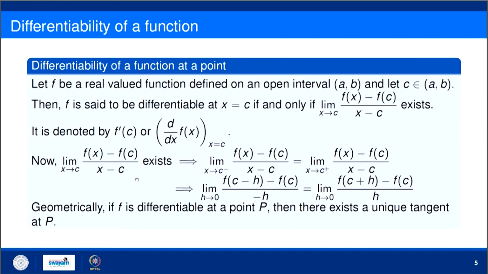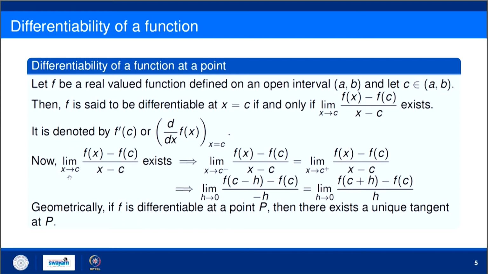Now, what do you mean by differentiability of a function at a point of single valued functions? So, let f be a real valued function defined on an open interval (a, b), and let c be a point in between a to b, then f is said to be differentiable at a point x equal to c if and only if this limit x tends to c of (f(x) minus f(c)) upon (x minus c) exists. So, if this limit exists, we say the function is differentiable at a point x equal to c, okay, and we denote this by f dash c or d by dx of f(x).